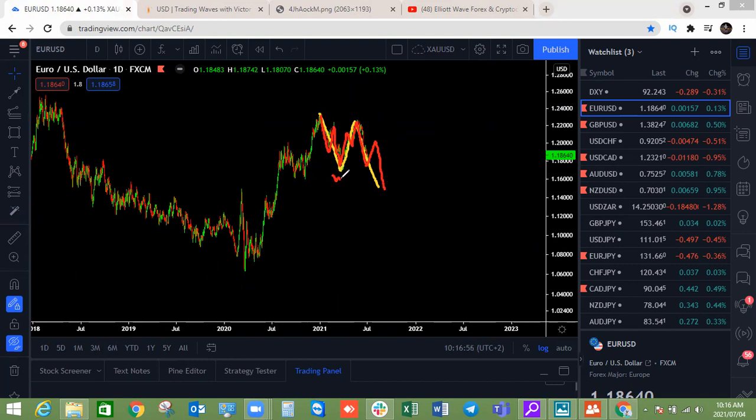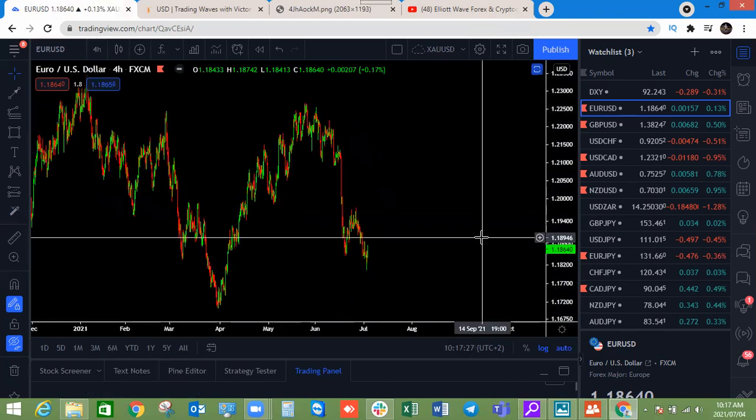So we've got a WXY corrective structure. So the NFP results have come to complete these 5 waves in this leg. Let's look at that leg. In this leg here, this leg has completed in 5 waves. You will see that in the 4 hour. And now we're expecting a 3-wave structure. The 3-wave does not have to be a zigzag. It can be any corrective structure. So I'm going to go to the 4 hour and we're going to look at this.